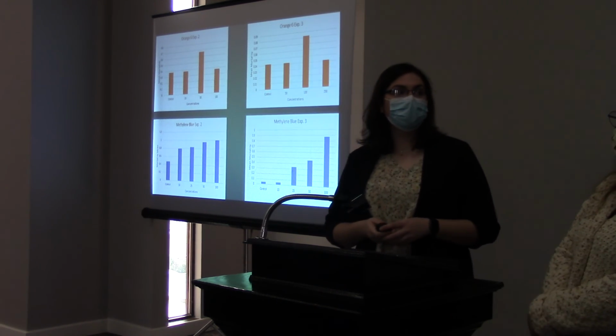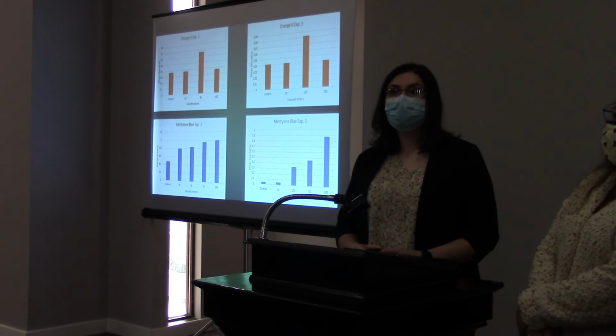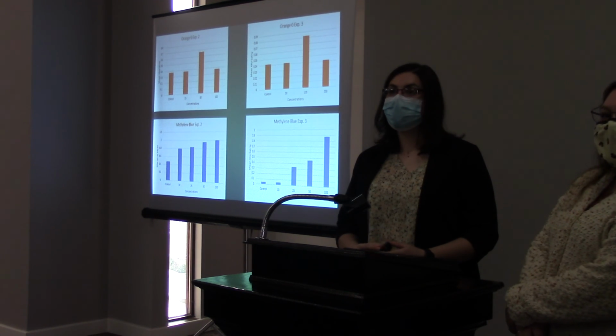Orange G was actually tested with ferrets and a couple of large mammals, and it caused anemia. So it was just a dye that we decided to try on crustaceans.